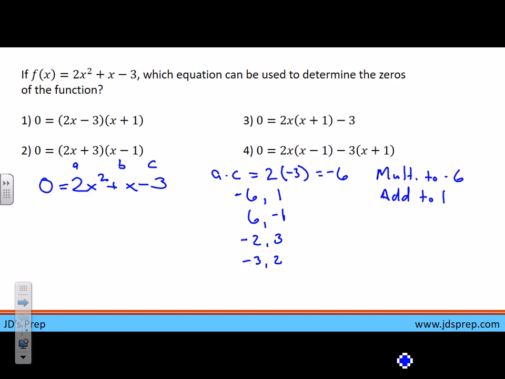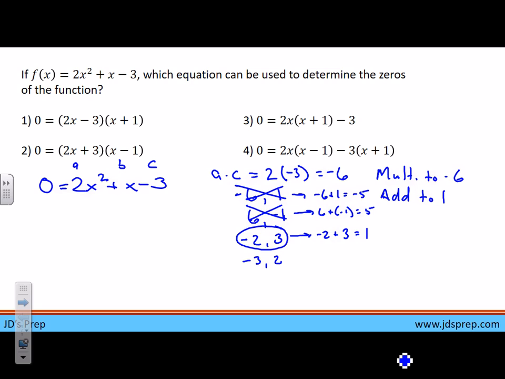We want those numbers to add together to positive 1, however. And if we start working our way through the list, negative 6 plus 1 is negative 5, so that one won't work. 6 plus negative 1 is positive 5, so that one won't work. Negative 2 plus 3 will give us positive 1. So the negative 2 and the positive 3 are the two numbers that we want.